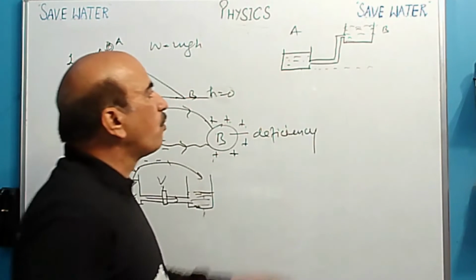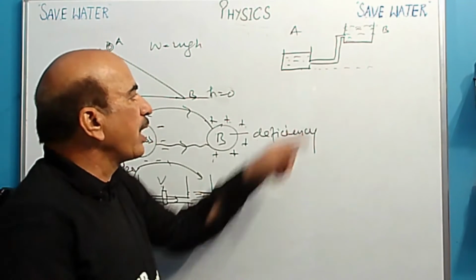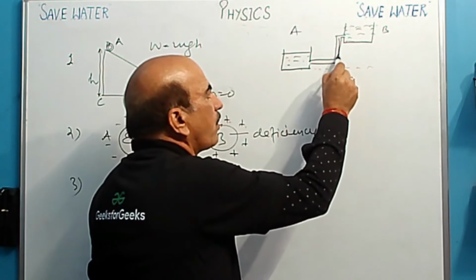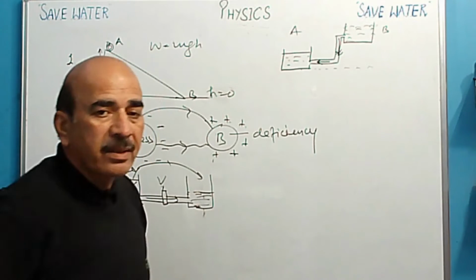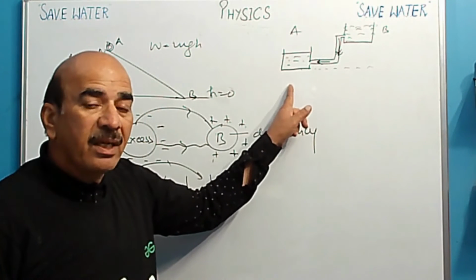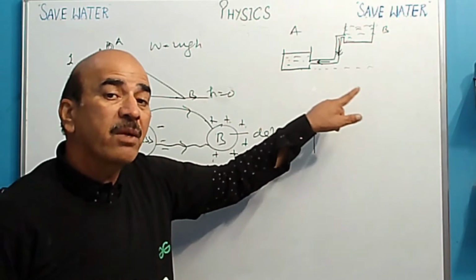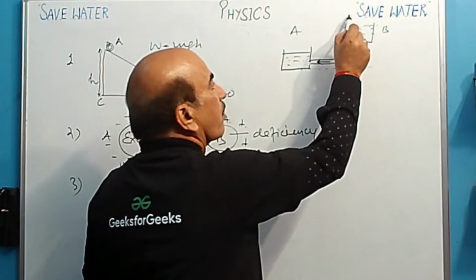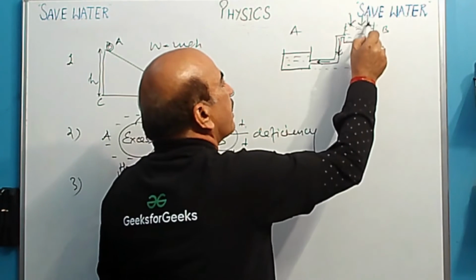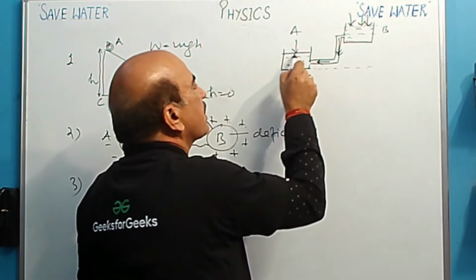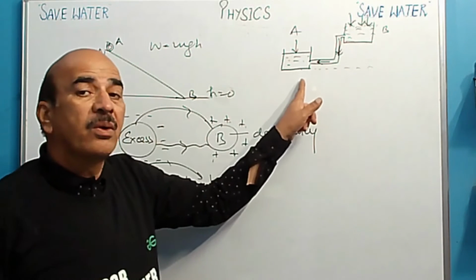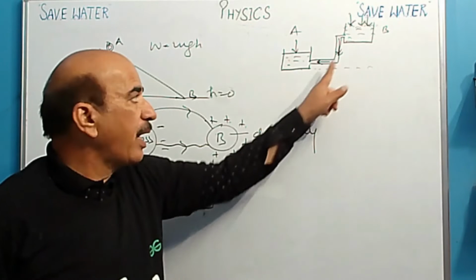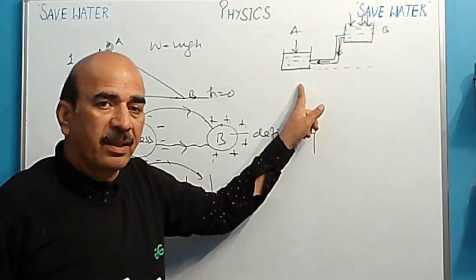Yes, so now water will flow from B to A. Now water will flow from B to A. Yes, why? Because of the difference in atmospheric pressure. तो here pressure is more. यहां पर pressure क्या है, ज्यादा है, and here pressure is less. So water will flow from higher pressure to lower pressure, है ना, higher level to lower level.